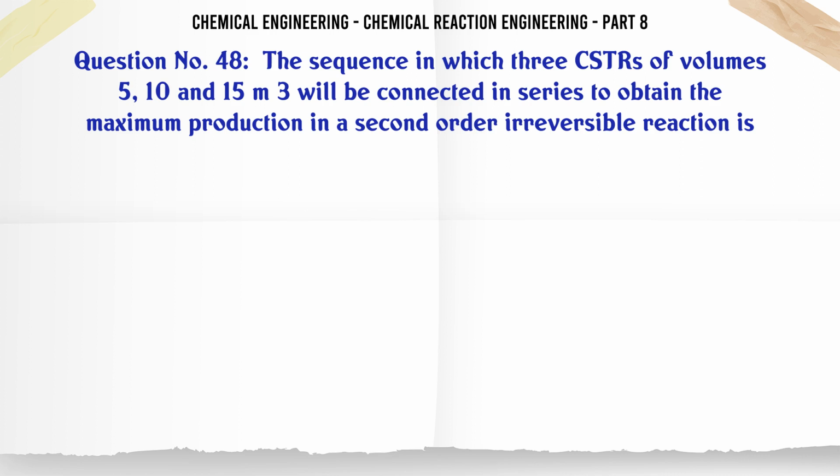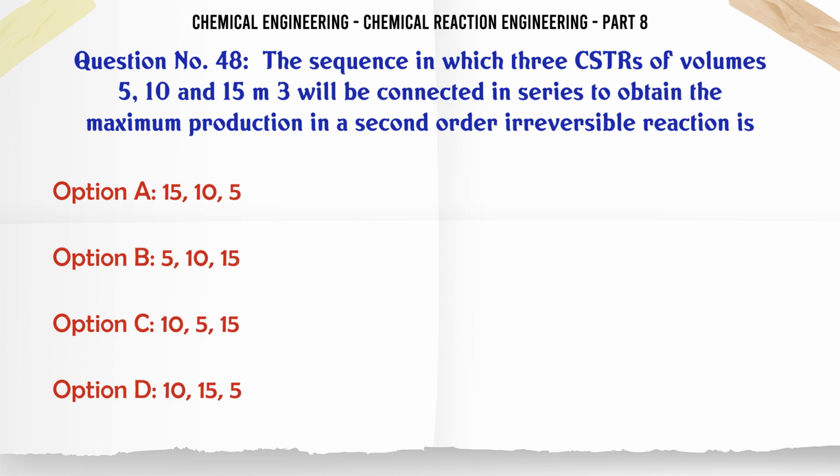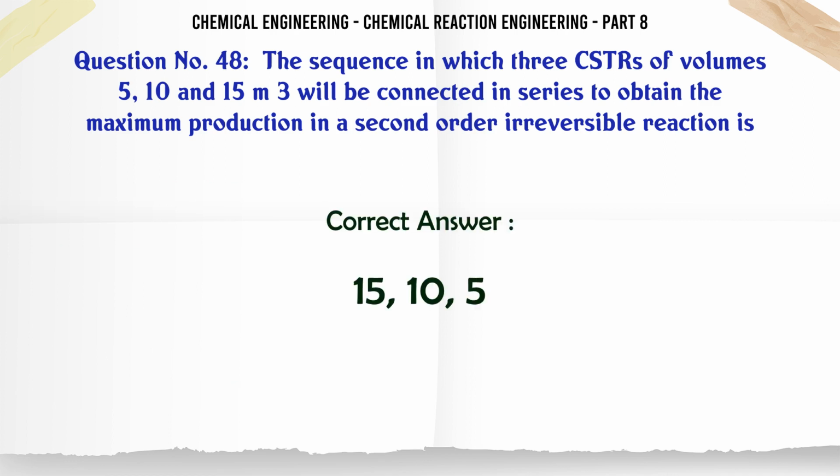The sequence in which 3 CSTRs of volumes 5, 10 and 15 m³ will be connected in series to obtain the maximum production in a second order irreversible reaction is A. 15, 10, 5, B. 5, 10, 15, C. 10, 5, 15, D. 10, 15, 5. The correct answer is 15, 10, 5.